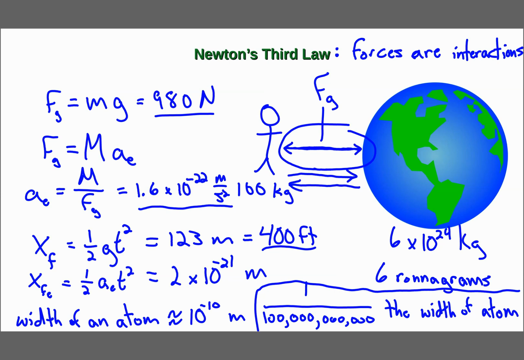So why does it seem like only you move? Well, it's because the Earth has a million times more mass than you do. So when the two of you interact, the Earth's inertia is so huge that you can't move it in any perceptible way, and you just move relative to the Earth.